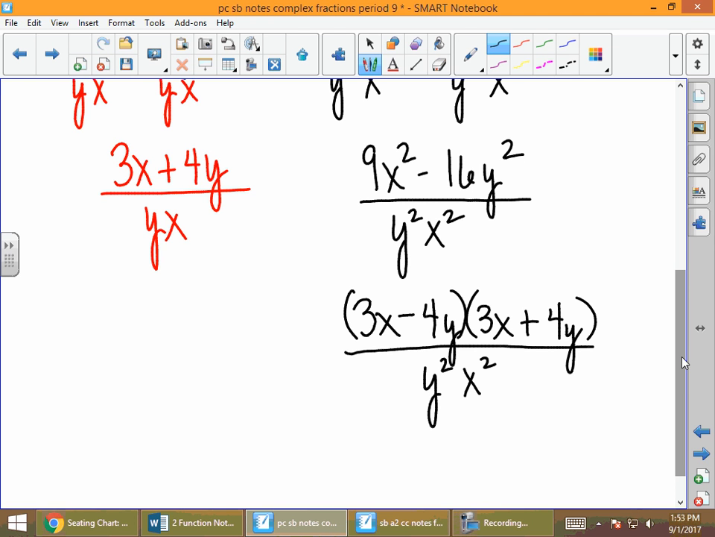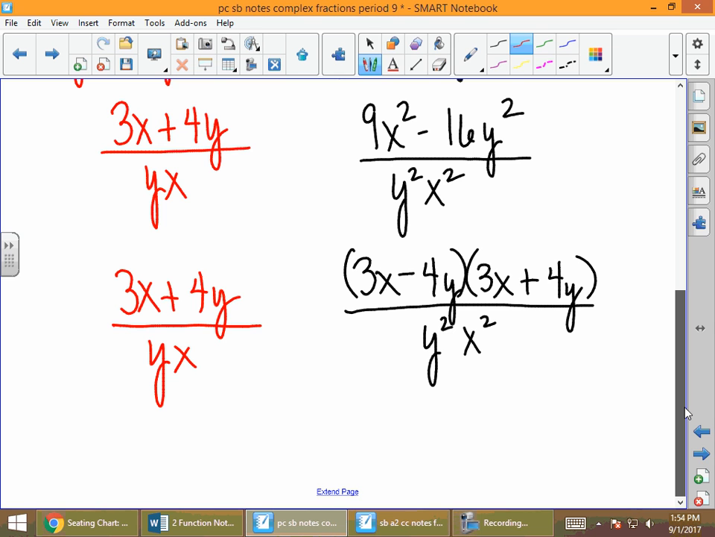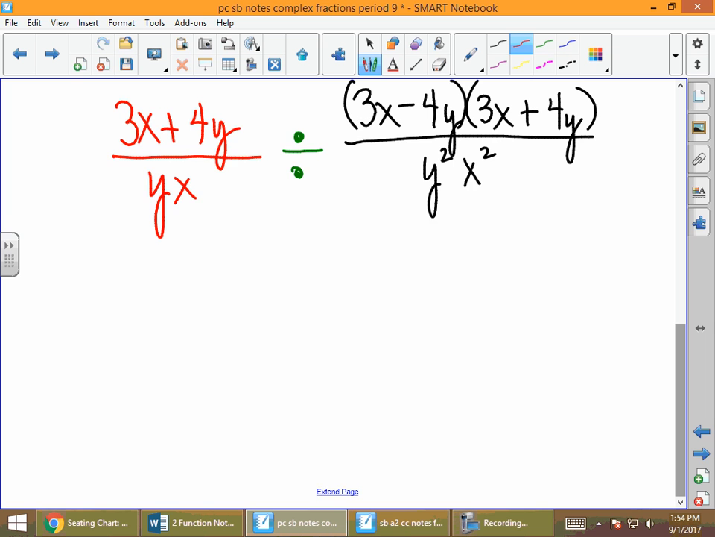Well, now we've simplified the top of the fraction, we've simplified the bottom of the fraction, and now we need to divide. So I'm going to write it again. And I think I can squeeze it in. I hope I'm not messing you up too much. 3x plus 4y over yx. That was the top of the fraction. Here in black is the bottom of the fraction. And I'm going to go old school with the division. Well, when dividing, don't ask why, flip the second one and multiply.